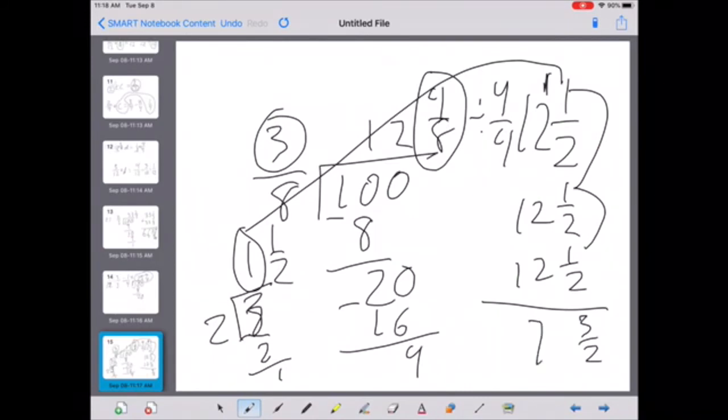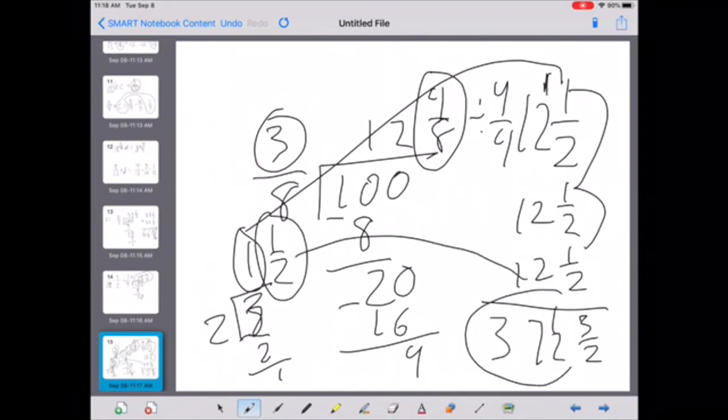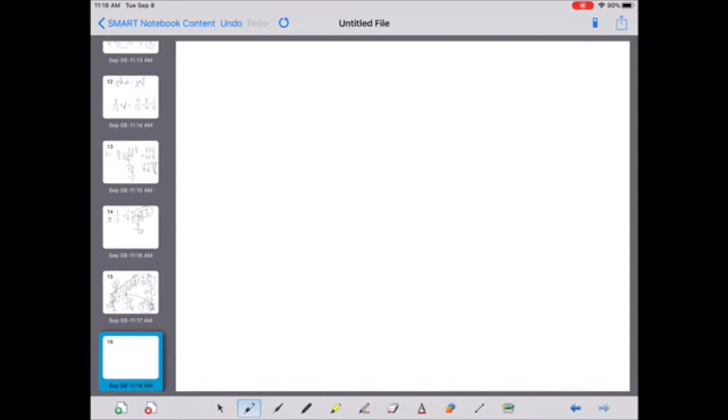I take my 1, I add it to my whole numbers. 1 plus 2 plus 2 plus 2 is 7. 1 plus 1 plus 1 is 3. Don't forget your half. I have 37 and 1/2%. You'll see a lot of those if you look in your yellow folder at the back, where there's a little chart that has those. And I would encourage you to start to memorize some of these percentages. They'll be a lot easier.